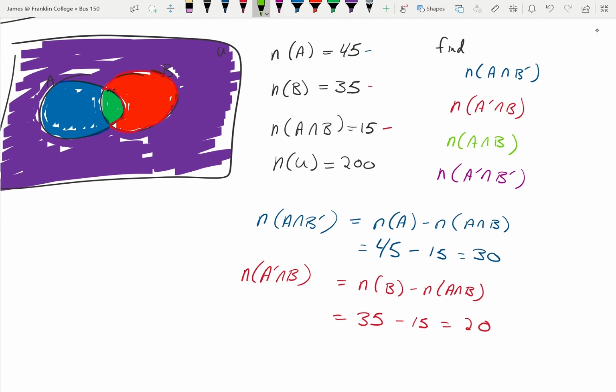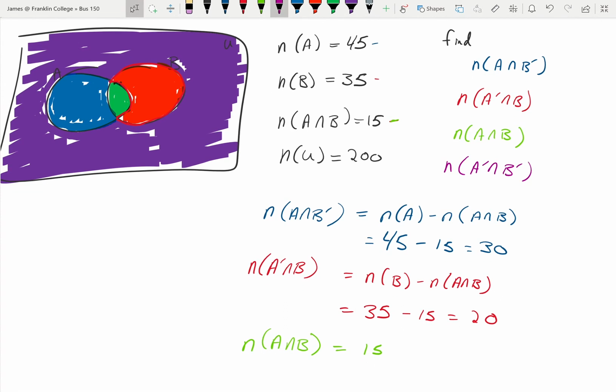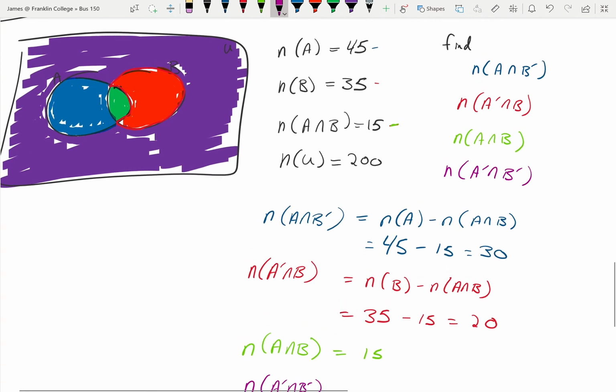All right, let's go down to a little bit easier one. The number of elements that's in A intersect B. Well, we have already been told that right here. And so we know that there are 15 elements that's in A intersect B. All right, now let's do the last one. The number of elements that's in A complement intersect B complement. So that entire non-overlapping AB region, all that purple area.